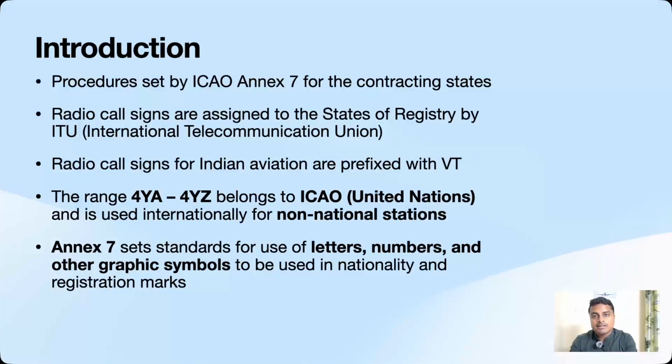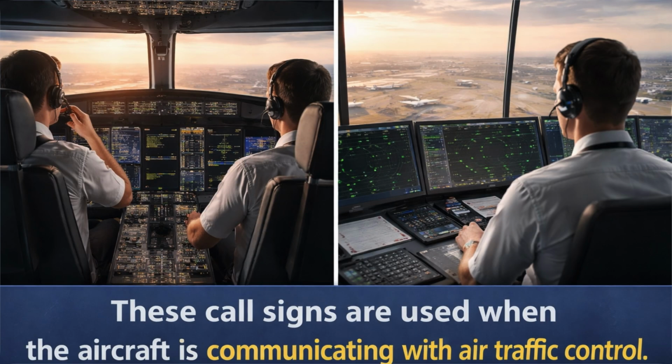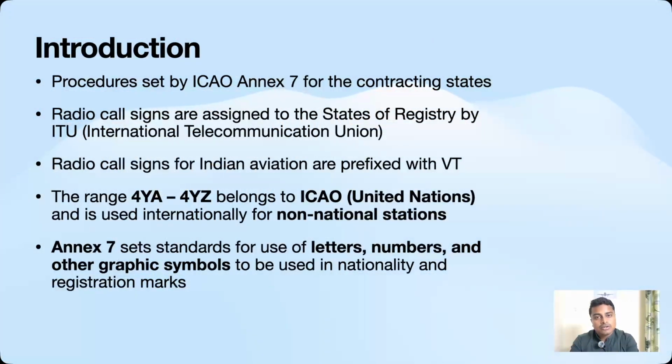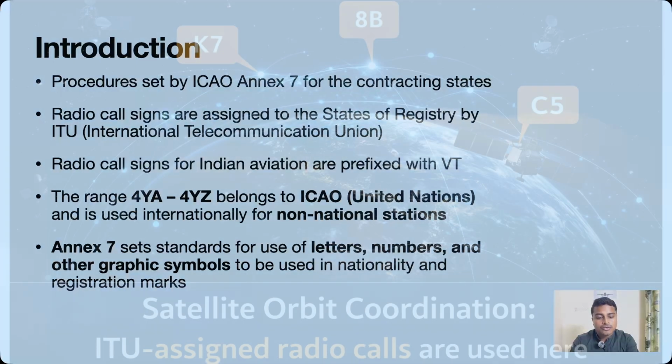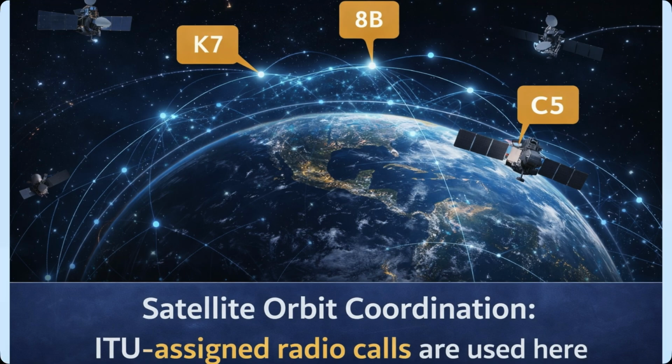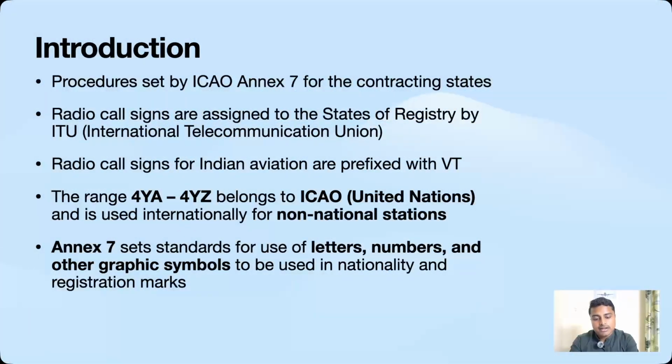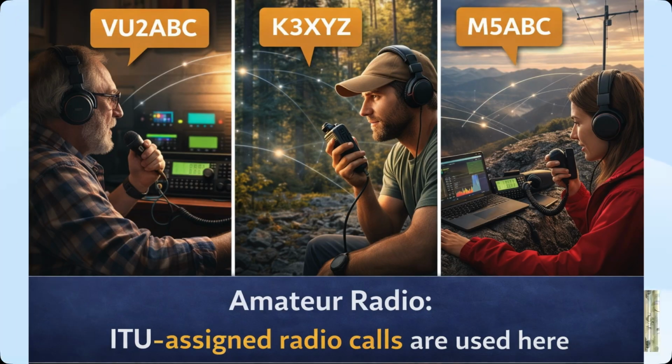The procedures for these markings are set by the ICAO Annex 7 for the contracting states, and these are used as the radio call signs by the aircraft, and these signs are assigned to the state of registry by the ITU. ITU stands for International Telecommunication Union. This is a United Nations specialized agency which is responsible for the global radio frequency spectrum allocation. So they allocate the spectrum for satellite orbits coordination, international telecom standards, and assigning call sign series to countries for aviation, maritime, amateur radio, etc.